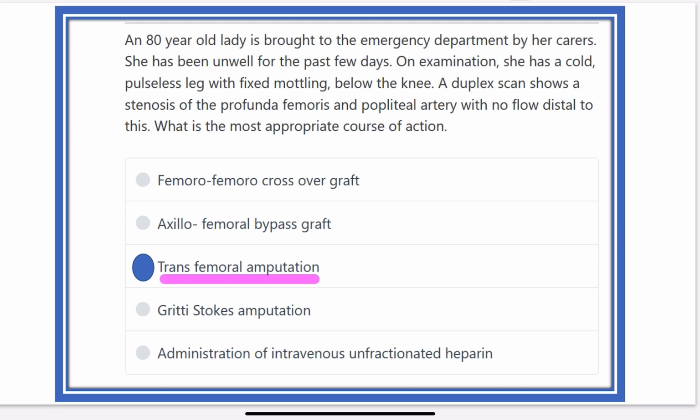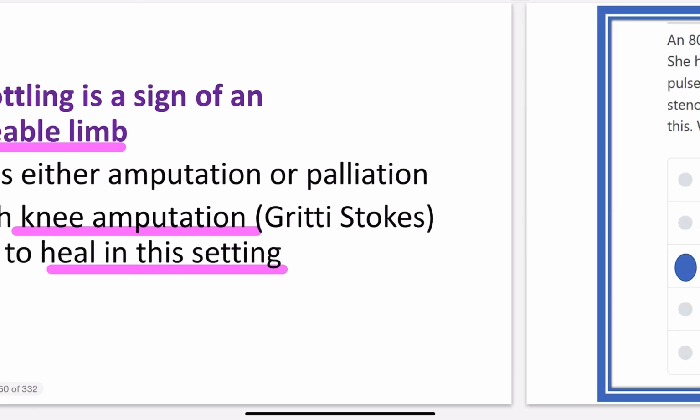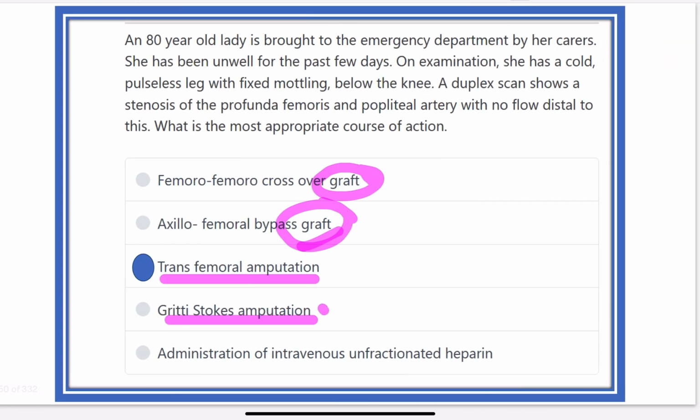Other options here, such as the femoral crossover graft. Here graft has no role because the limb is already dead. If we give blood, it is not possible to make it live, and also there is a risk of development of reperfusion injury. And the other option here, through-knee amputation, which is the transcondylar, here we can see the through the knee amputation. In case of the knee amputation, healing rate is very low, and in this condition re-amputation is required. So we should not go for the through-knee amputation.